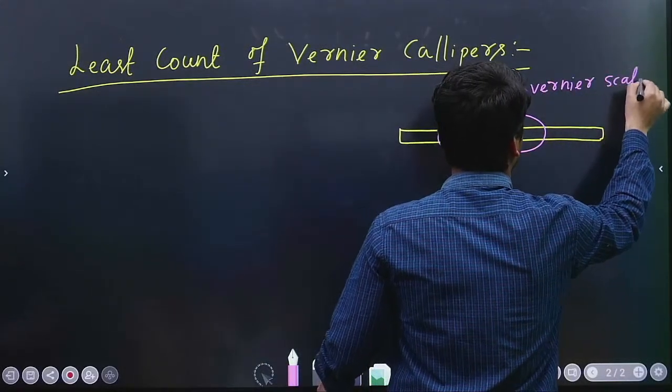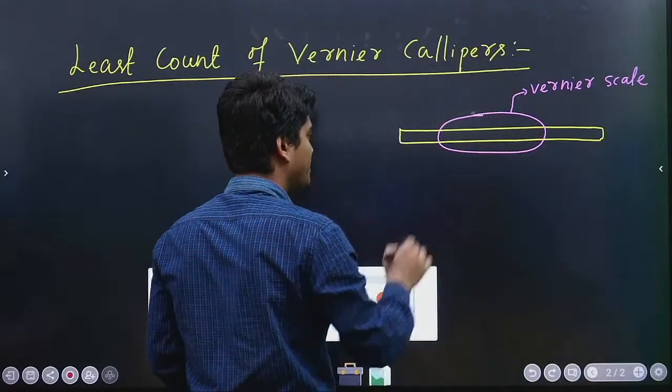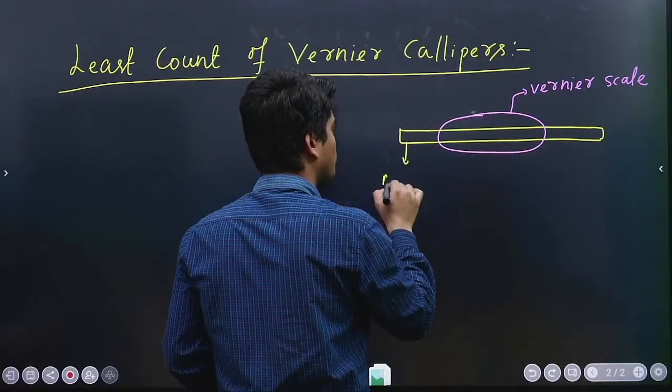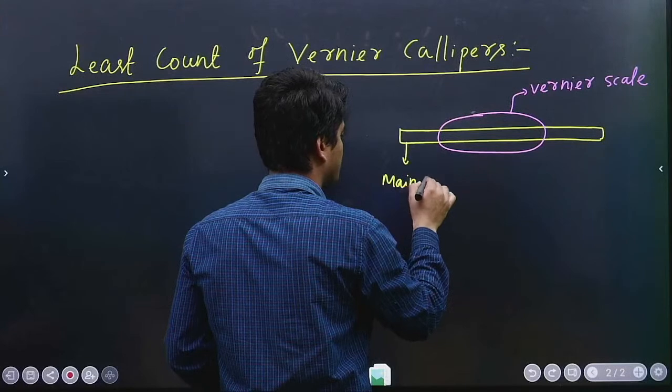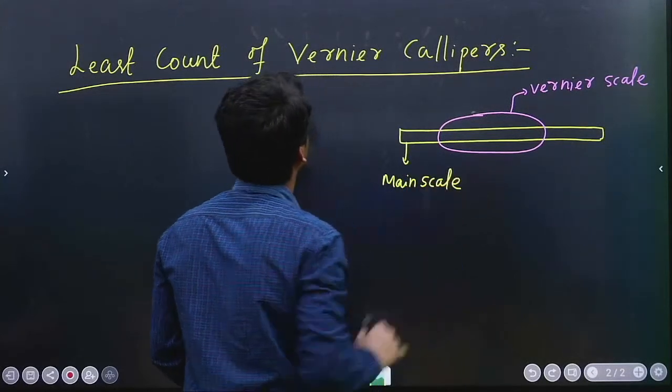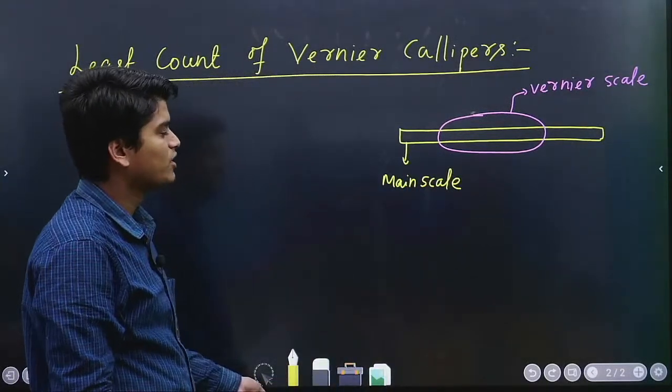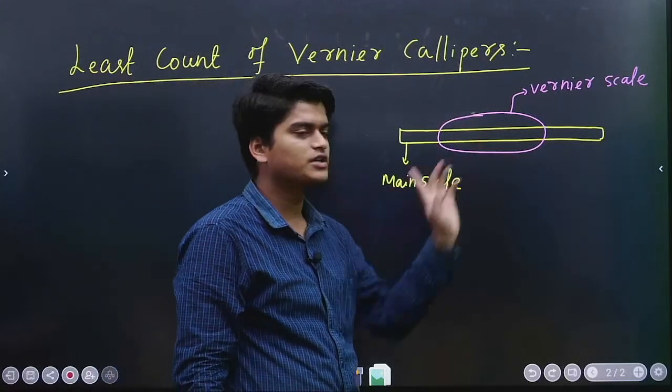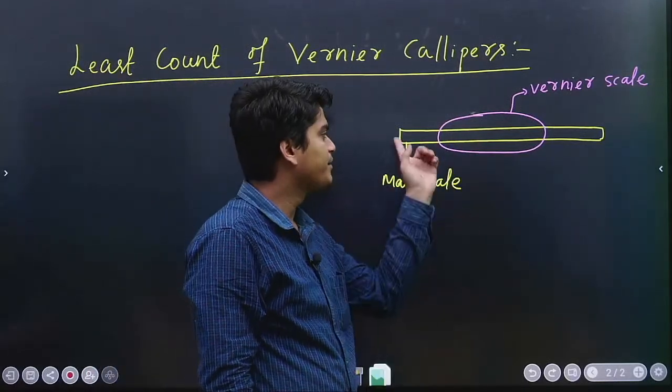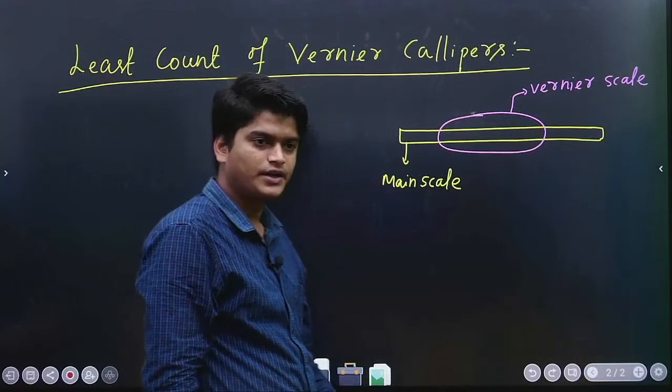Vernier scale. And this is your main scale. So two scales will be there: one is the vernier scale, one is the main scale. Now here, what will happen in the vernier scale? There will be certain divisions, and in the main scale also there will be certain divisions.